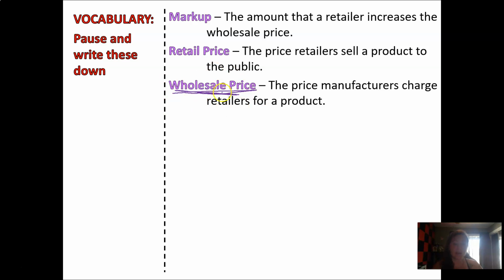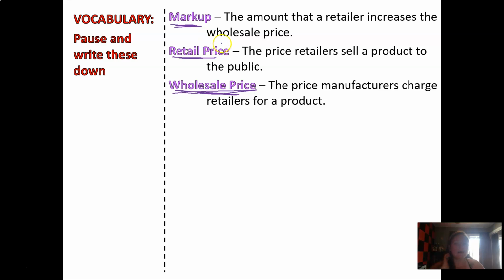So the wholesale price, this is the price that the manufacturers, the people that are actually making the product, charge the retailers. Okay, so retail, that's like a normal store, Target, Walmart, wherever, for a product. Okay, so then retail price is the price that the retailers sell the product to the public. Okay, so wholesale would be like what Target buys it for from somebody else, and then retail is what Target sells it to us for, the price.